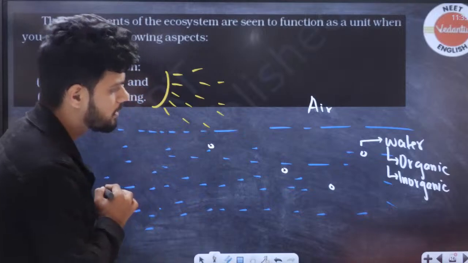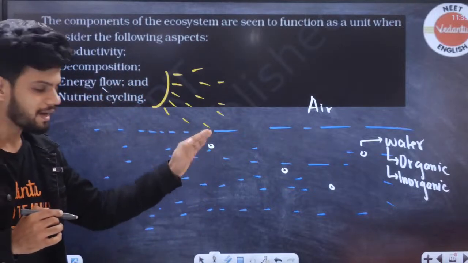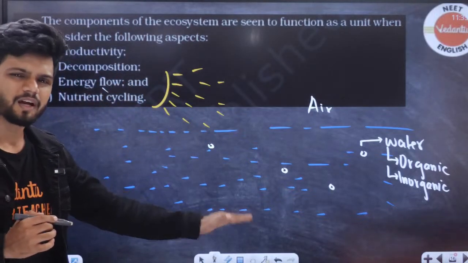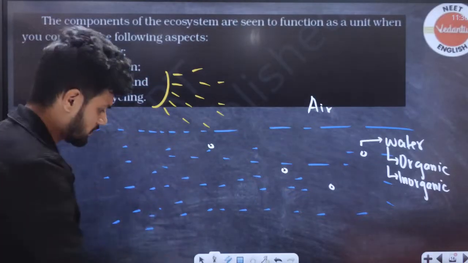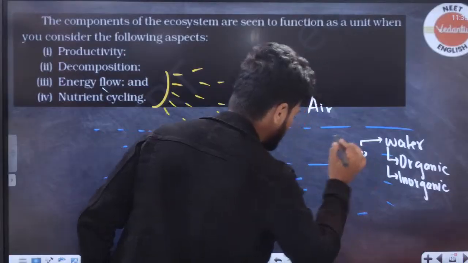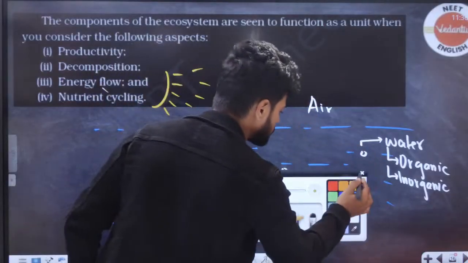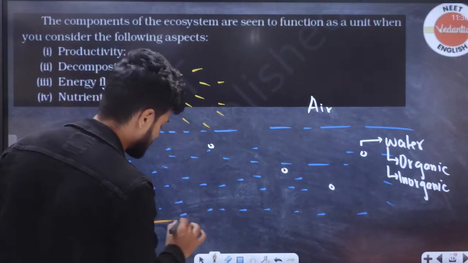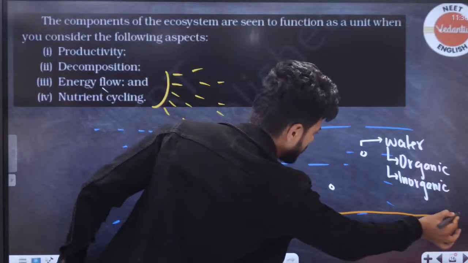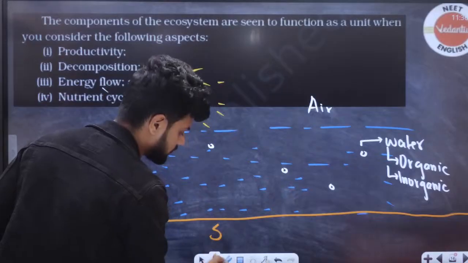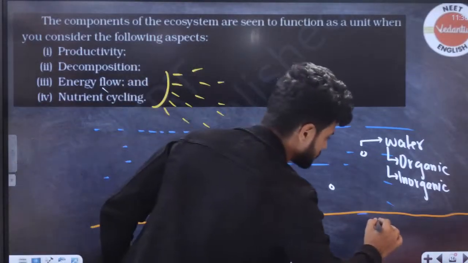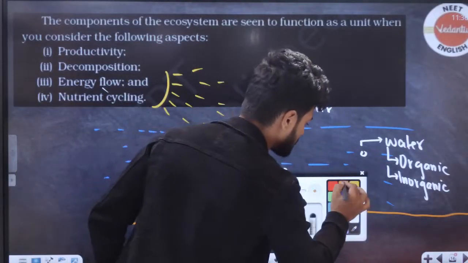Now, in this aquatic ecosystem, at the bottom, do we have soil or is it continuous with water? Tell me. Obviously, at the bottom of the ecosystem, we find soil. Let's take one layer of soil right here. There's a layer of soil right here.